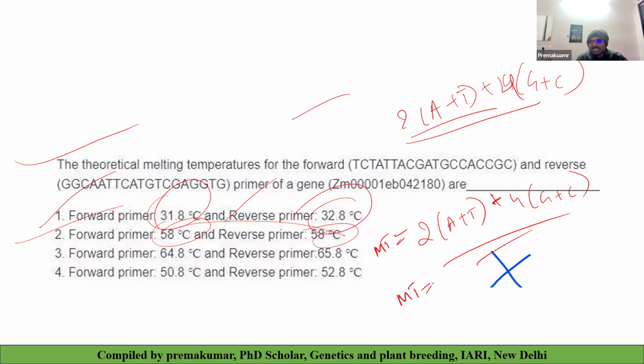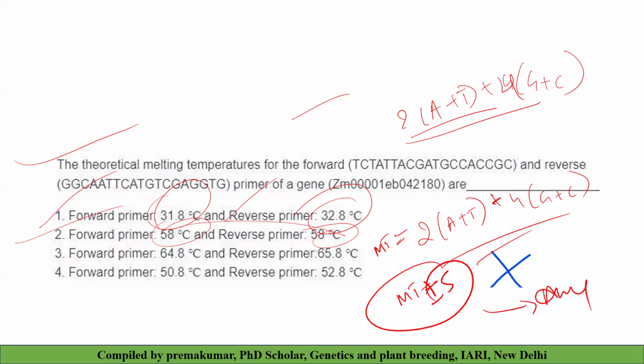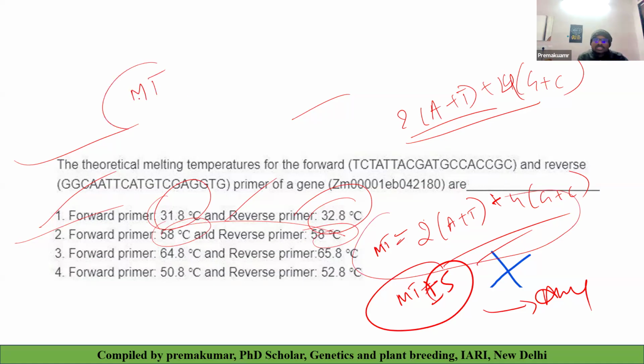Melting temperature plus or minus 5 is the annealing temperature. For this formula you check whether 2 will come here or 4 will come here. I'm getting confused, but this is what the formula is. You just use the melting temperature formula, 2 into A plus T plus 4 into G plus C. You will get the melting temperature. Then for annealing temperature, you subtract 5, and you will get the annealing temperature.